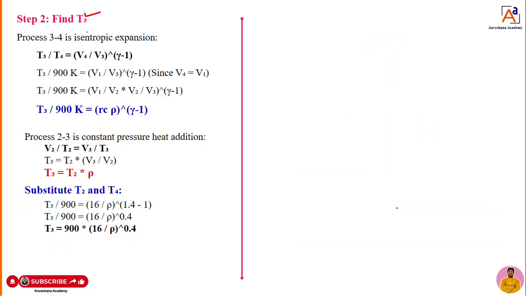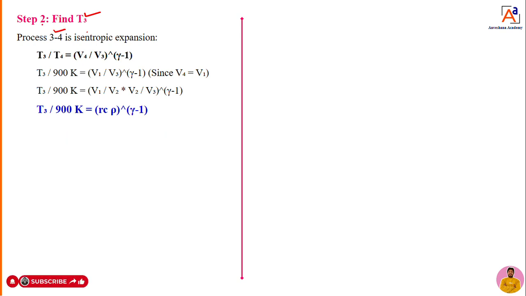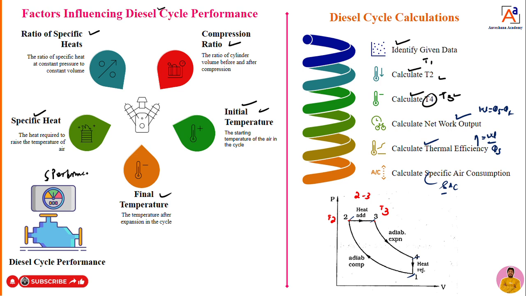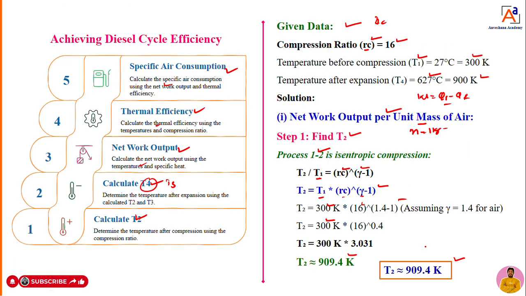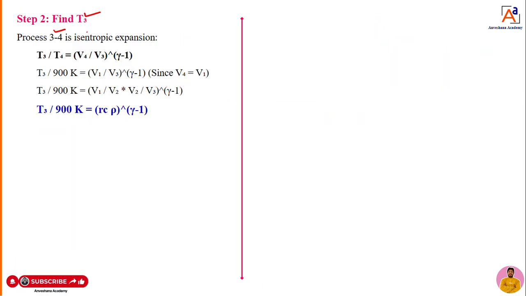How to calculate T3? To calculate T3, I can go with the 3 to 4 process also. Now I can go with 2 to 3 or else 3 to 4, because he has given the value of T4. With the help of the 3 to 4 process, I can calculate the value of T3. But I will go with 3 to 4, because I know the standard pressure variation equation and temperature variation with volume.